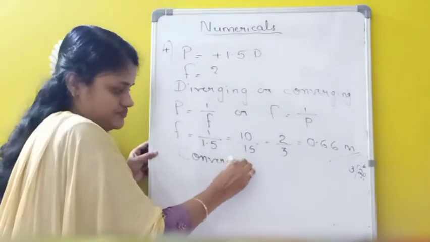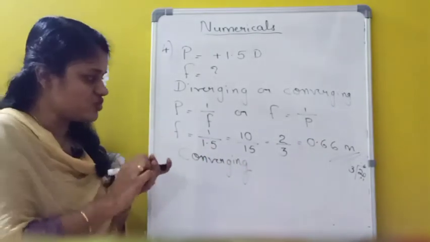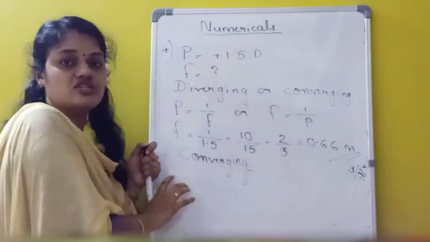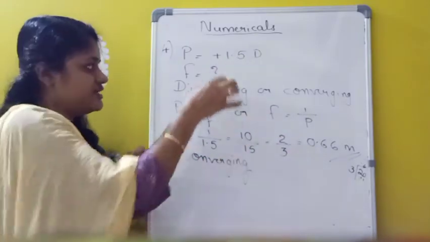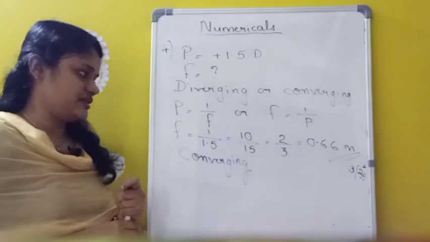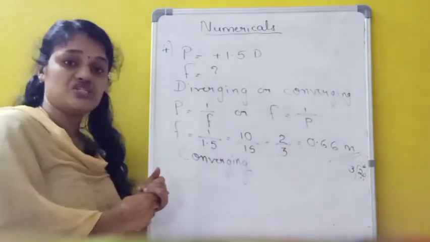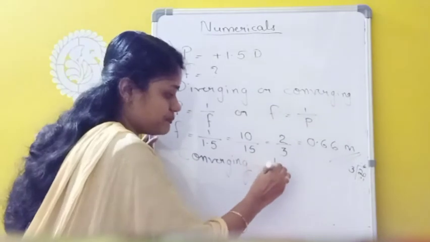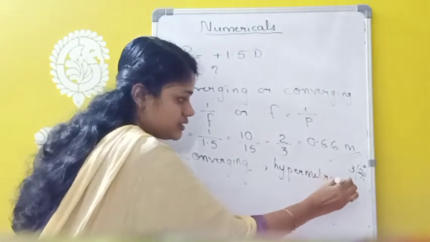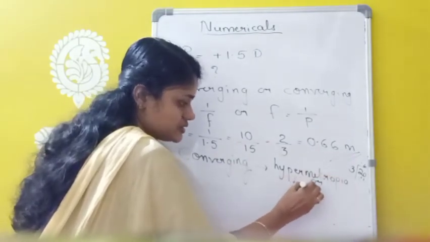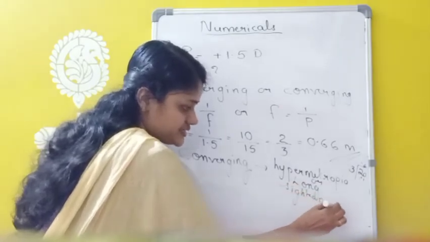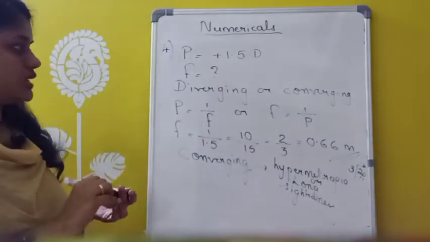So why are we saying it is a converging lens? Because focal length is positive, power also positive. So whenever power and focal length both are positive, it may be a converging or convex lens. And whenever power and focal length both are negative, it may be a diverging or concave lens. And this converging lens can be used to rectify which disease? Hypermetropia, or long-sightedness. So it can be used to rectify hypermetropia or long-sightedness.